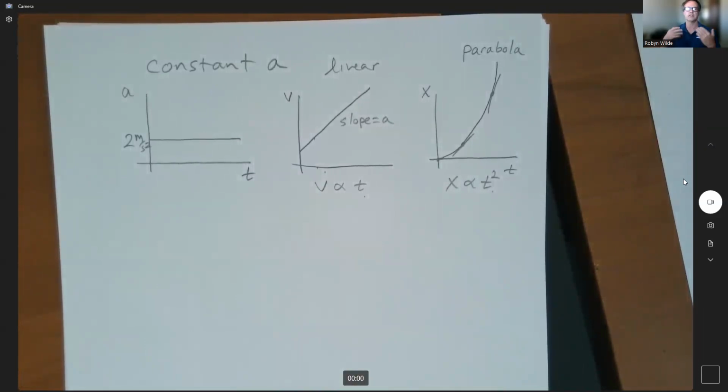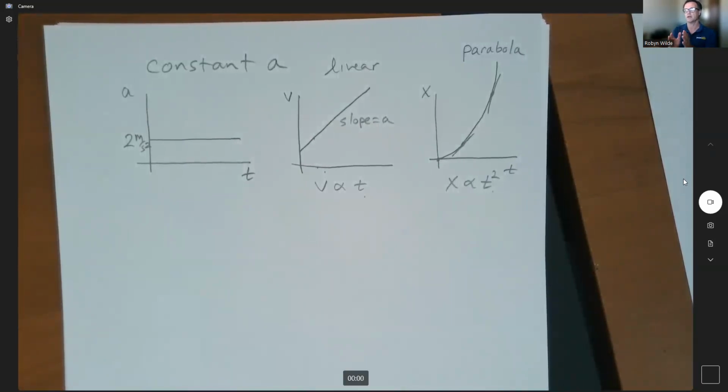But the other reason is that it is important. It happens a lot in nature. In fact, one of the problems we'll look at in our next lecture is what if I drop a ball or a rock or an object near the Earth? Well, it tends to have a constant acceleration. And it turns out that acceleration due to gravity is about negative 9.8 meters per second squared.